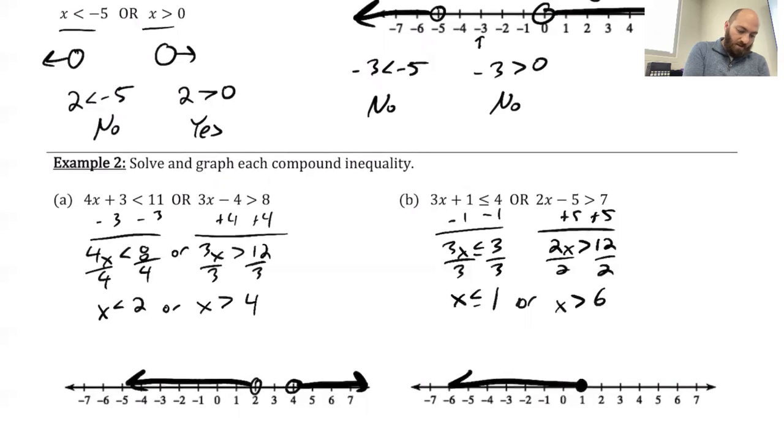And that's going to be to the left there. X is greater than 6 is going to get an open circle, and that's going to go off to the right. Okay, don't forget the other rule. If we divide by a negative number, we have to flip the sign. So that still applies with our compound inequalities.